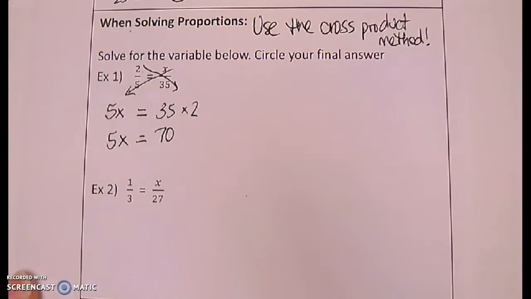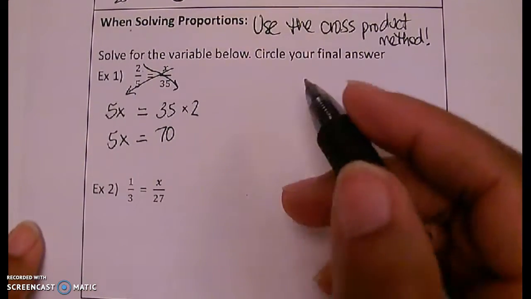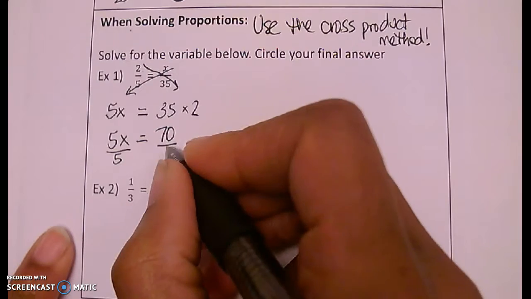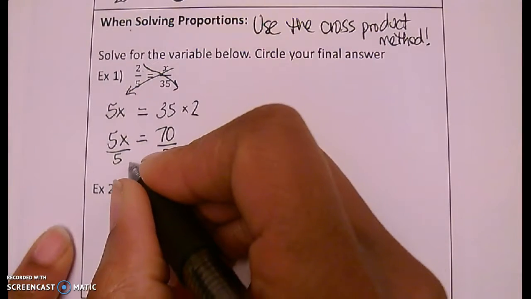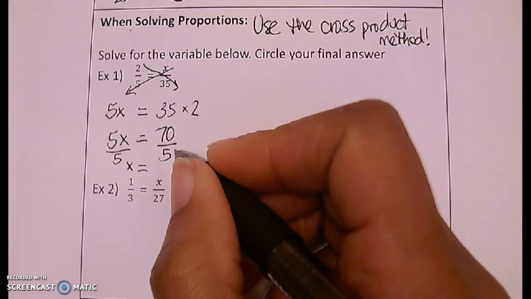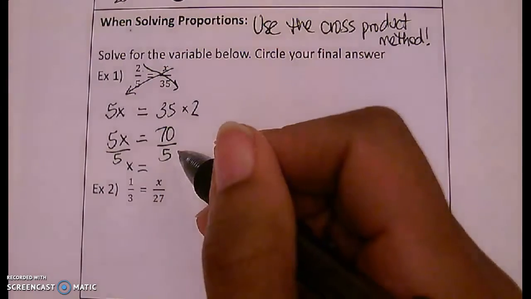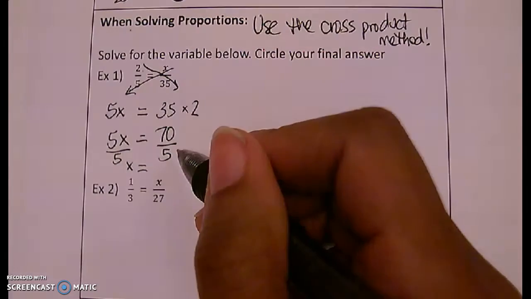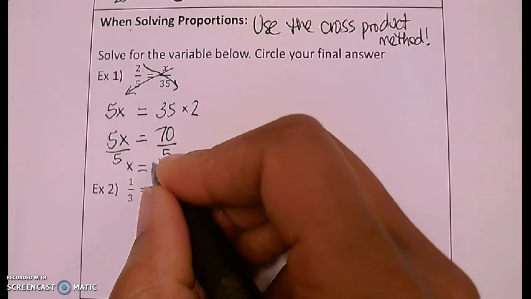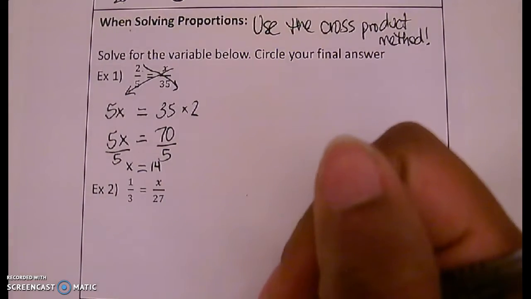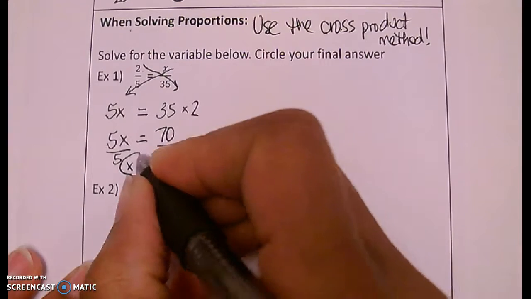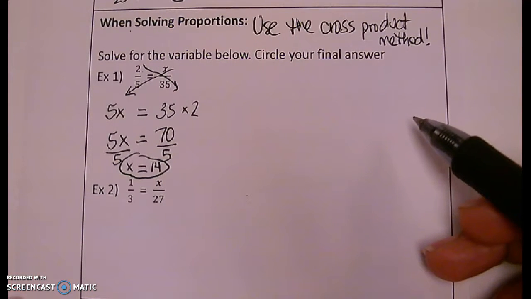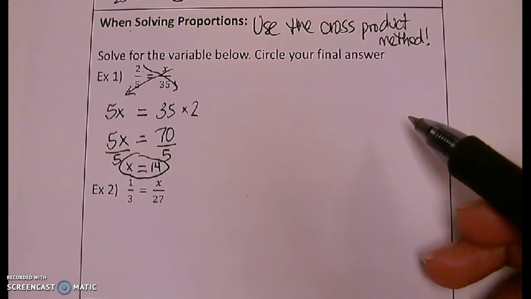70 equals 5x. Now, in order to get the x alone, we're going to divide both sides by 5. And then our final answer here is going to be, once we divide out, you can pause here if you want to come back. But our final answer should be x equals 14. So that's how you solve a proportion. Now, I want you to go ahead and see if you can do example 2 and then come back and see me work it out.